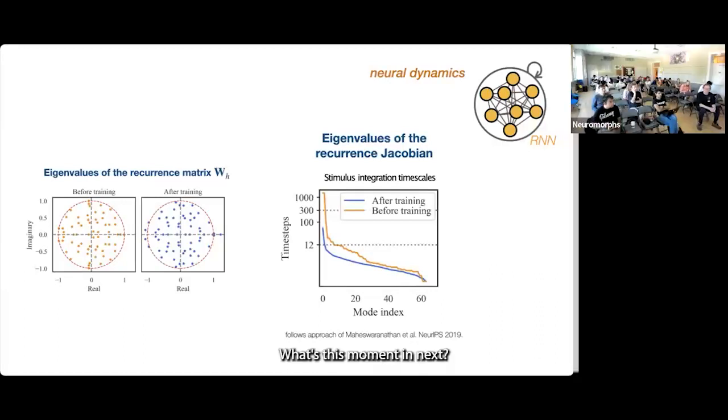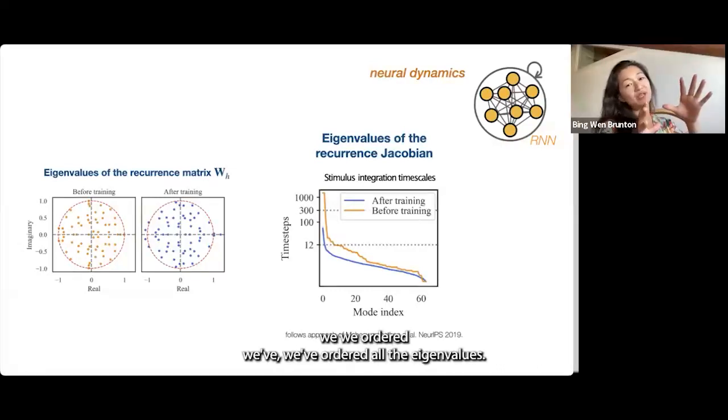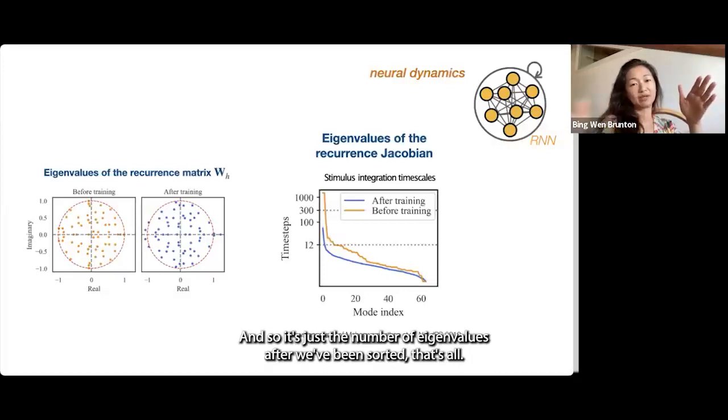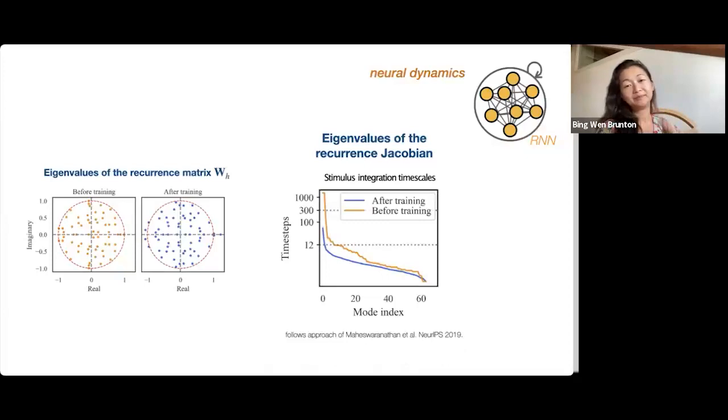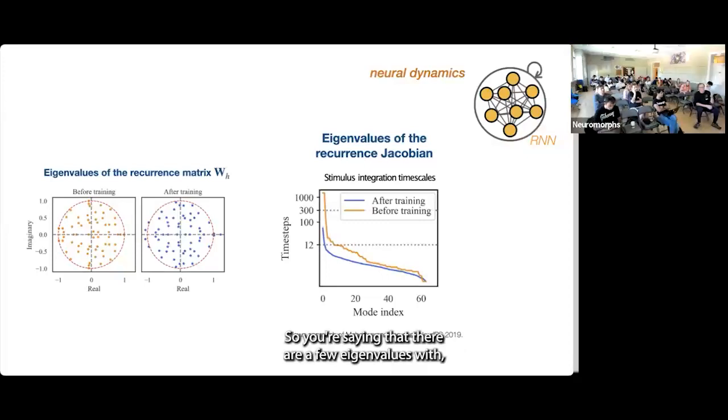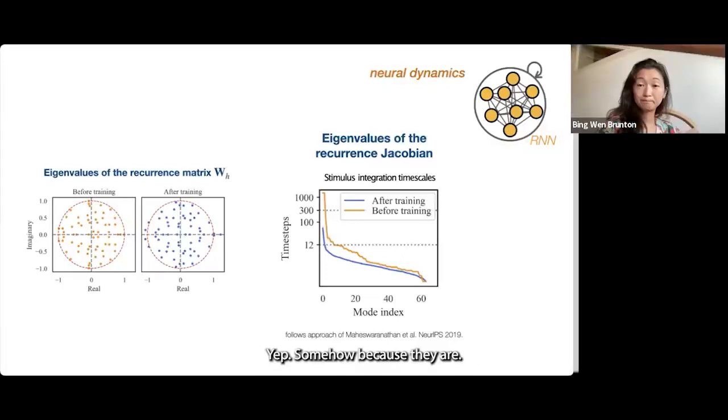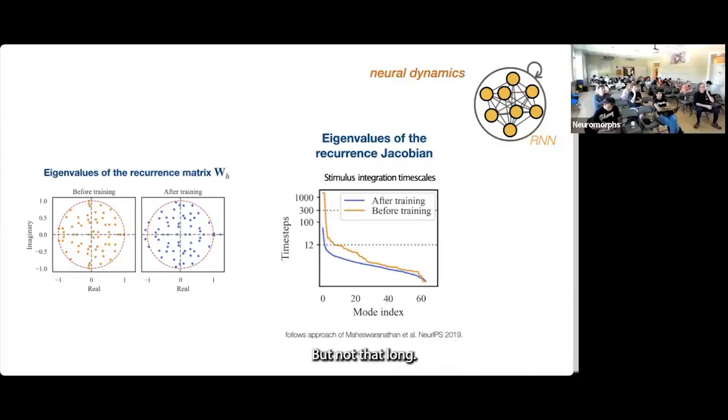What's this mode index axis? Oh, we've ordered all the eigenvalues, and so it's just the number of eigenvalues after they've been sorted. That's all. Okay, so you're saying that there are a few eigenvalues with long time constant, basically long memory time constant. Yep. Not that long, yeah, like say 10 time steps.